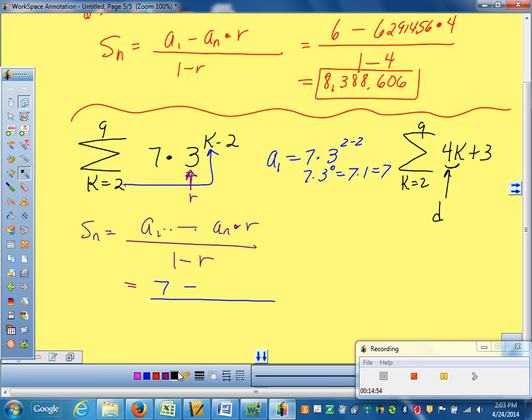Last term, you got to take the high number and put it in. So if I'm going to do last term, what's 7 times 3 to the 9 minus 2 power? Oh, wow. See, this is why this is not always my favorite formula. I need help because I don't have this answer done this way. I need to know what 7 times 3 to the 7th power is. It's going to be a pretty good sized number.